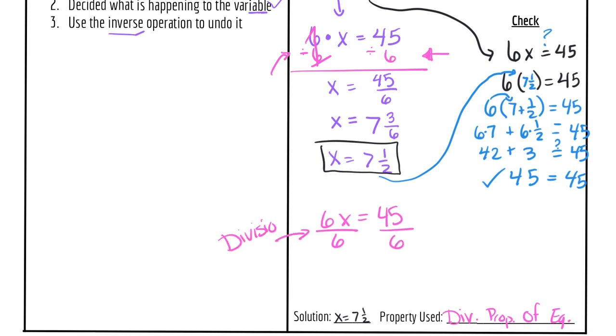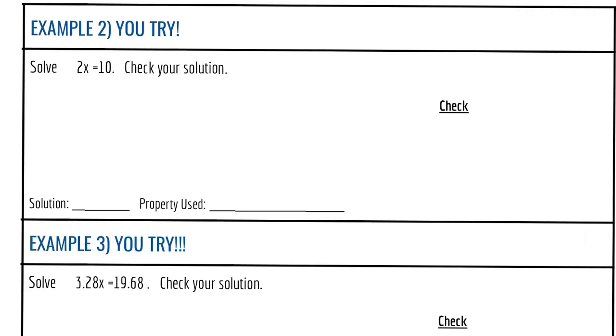All right, so next I need to solve 2x equals 10, and then you're going to check your solution. So this is the you try, and we're going to do 3 after that.